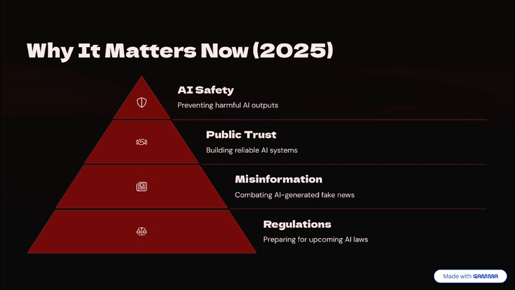Public trust, yes: building reliable AI systems. We have to make the AI system more efficient and more reliable so that people will trust it and give their information to it. Misinformation: we have to prevent giving misinformation or fake information to AI models. And we also have to look at regulations. Preparing new regulations for AI systems will help us maintain their security.